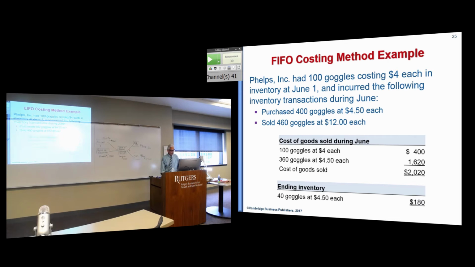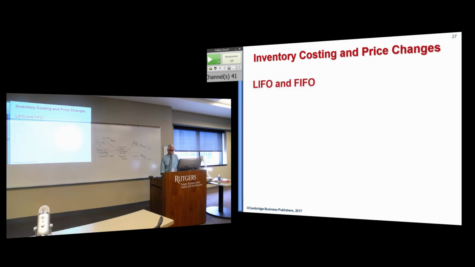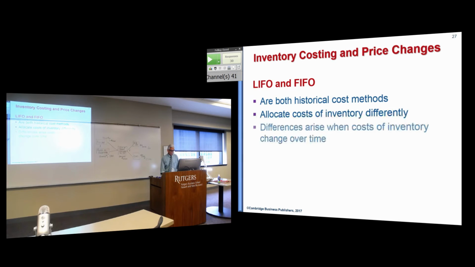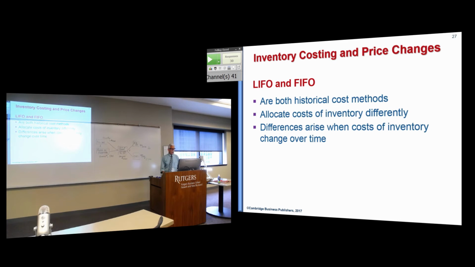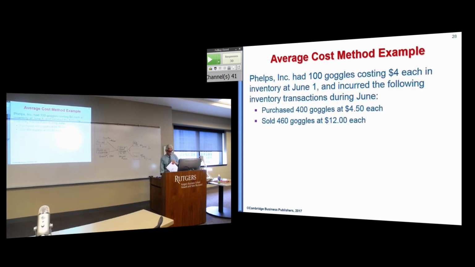All right, so to summarize this, just remember again, the real issue is when cost of inventory will change over time. Now I'm just going to do average cost, and we'll take like a quick 2-minute stretch. So let me get to the average cost with you, and then of course we'll summarize. So average cost, again, same information we had before.